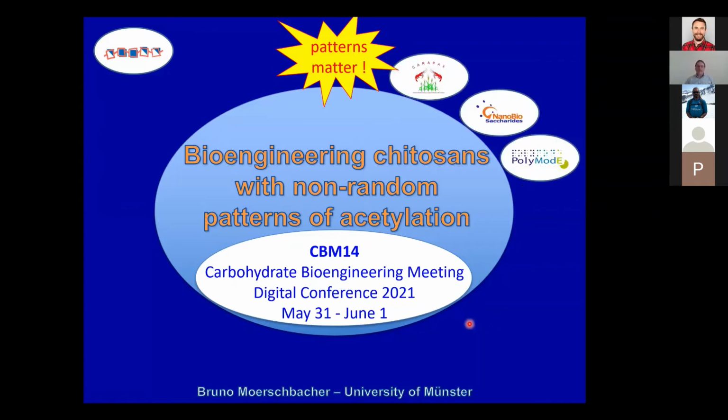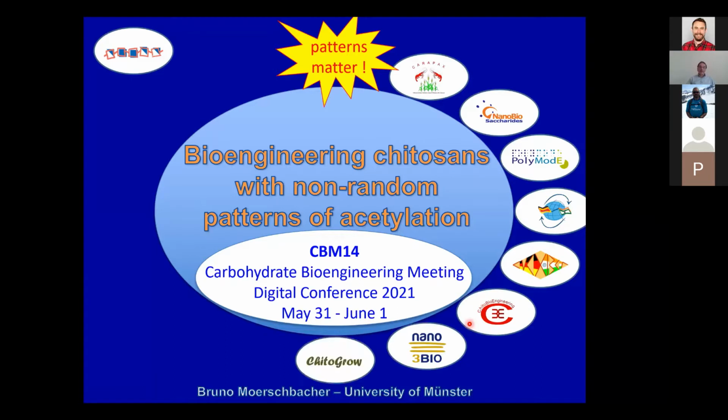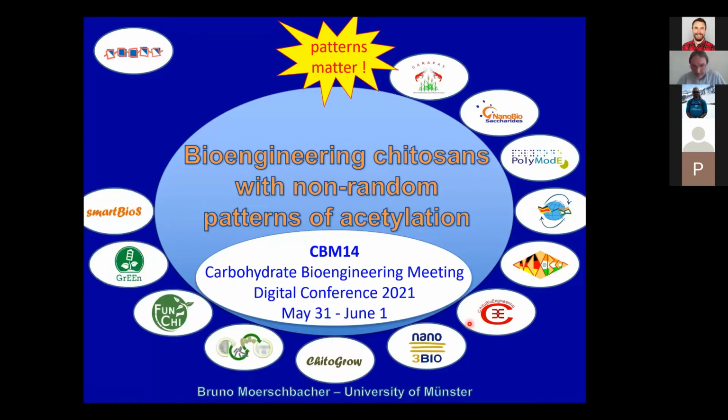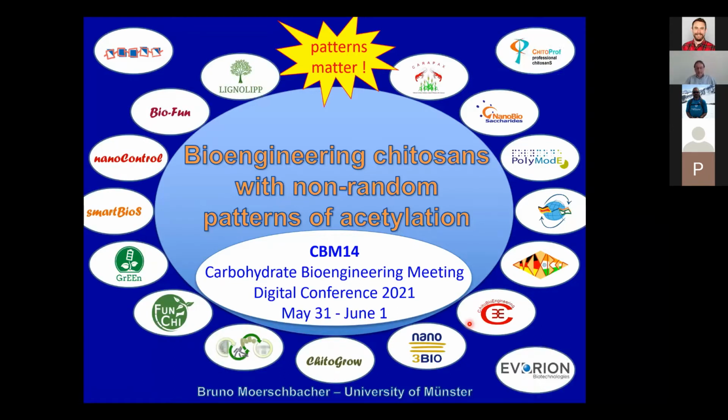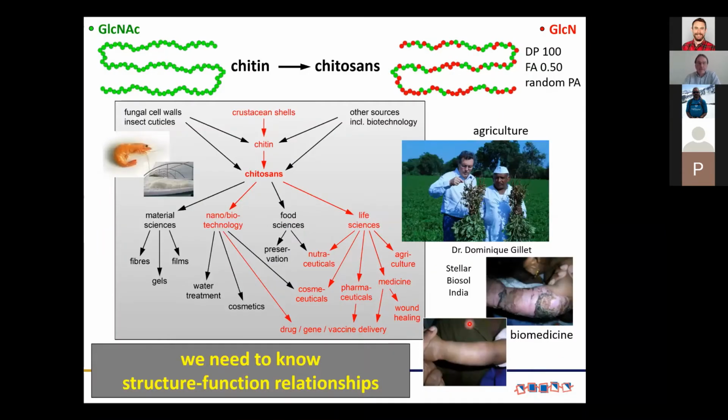I'm going to talk about chitosans, which are derived from chitin, as you know, and they are a class of polymers which have fascinated us now for more than 25 years, and we've been trying to unravel some of the secrets of structure-function relationships of these interesting polysaccharides. As you know, chitosans are derived from chitin, which is very abundant in the biosphere. And chitosans are probably among the most versatile and most promising functional biopolymers that we have.